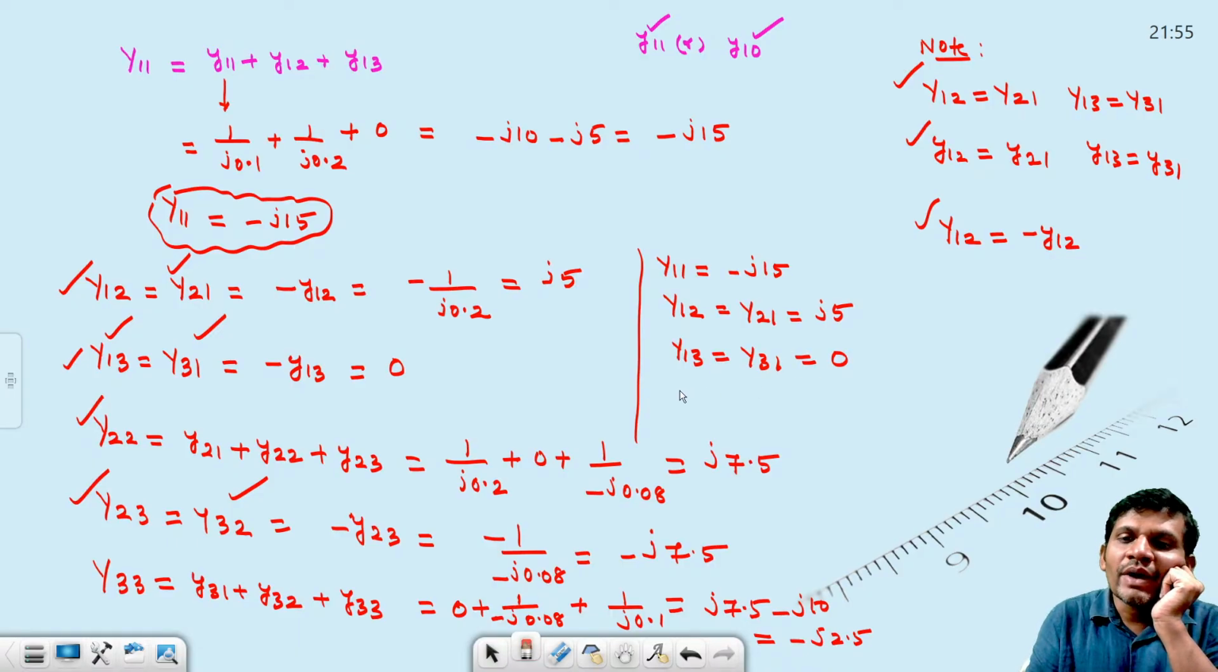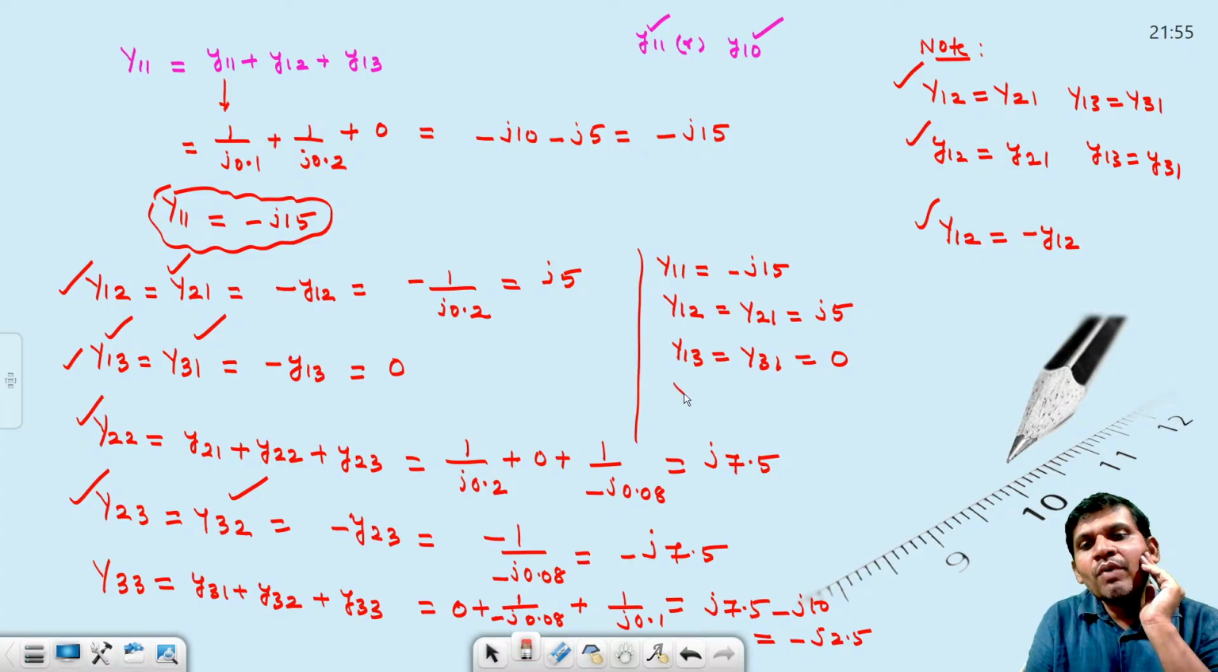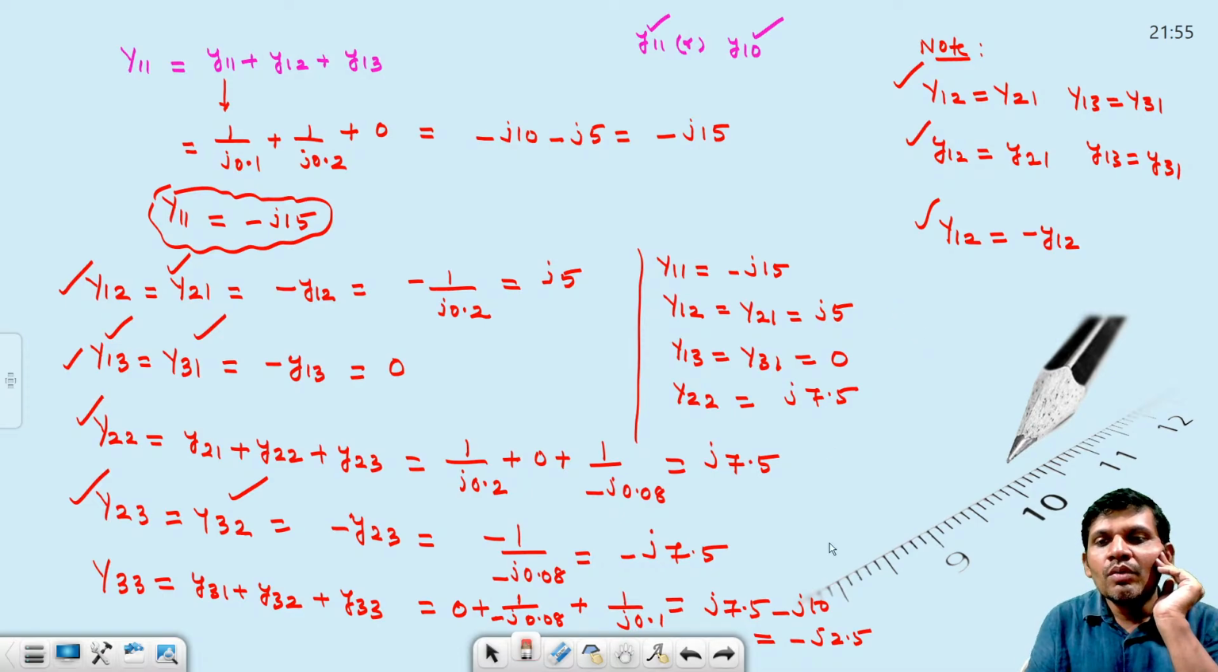Next, Y31. Next, Y22, students. How much did we get for Y22? J7.5. Next, Y23, that is equal to Y32. This is how much we get? Minus J7.5. Y33, how much did we get? Minus J2.5.